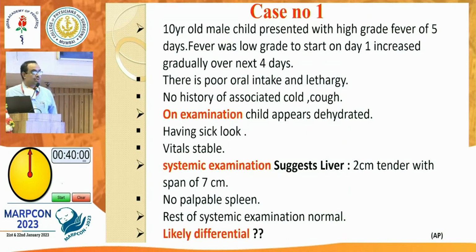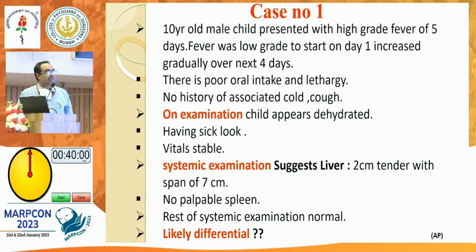So case 1 goes to Dr. Amol Pawar. This is a 10-year-old male child presented with high-grade fever of 5 days duration. Fever was low-grade to start with on day 1 and increased gradually over the next 4 days. There is poor oral intake, lethargy, no history of associated cold and cough. On examination, child appears dehydrated, having sick look, vitals stable. Systemic examination-wise, liver is 2 centimeter tender with a span of 7 centimeter. No palpable spleen. Other systems are normal. So what is the likely differential on history?